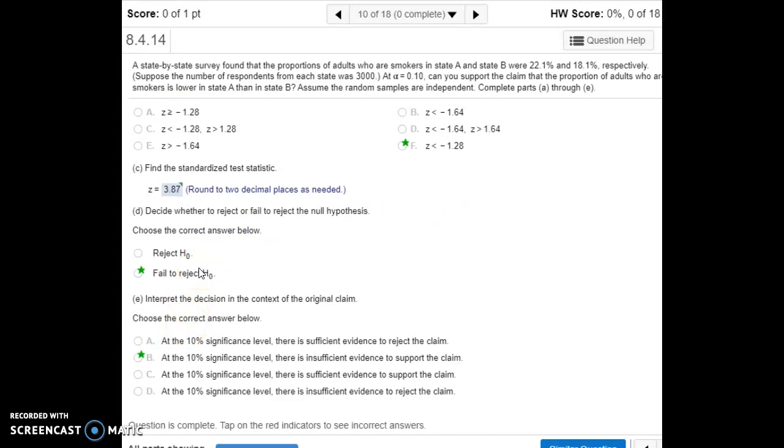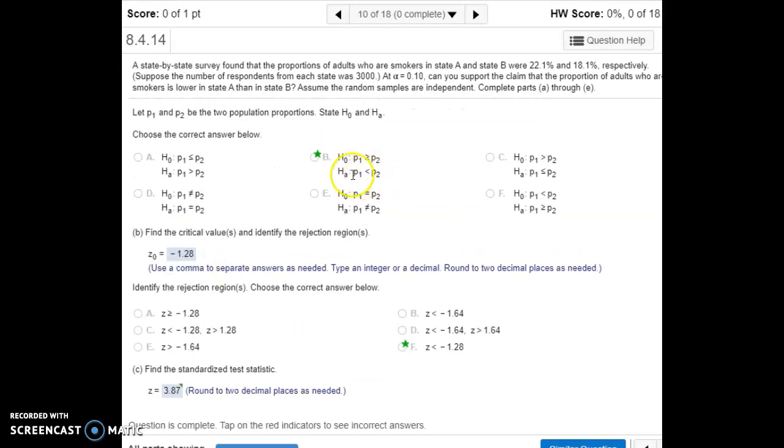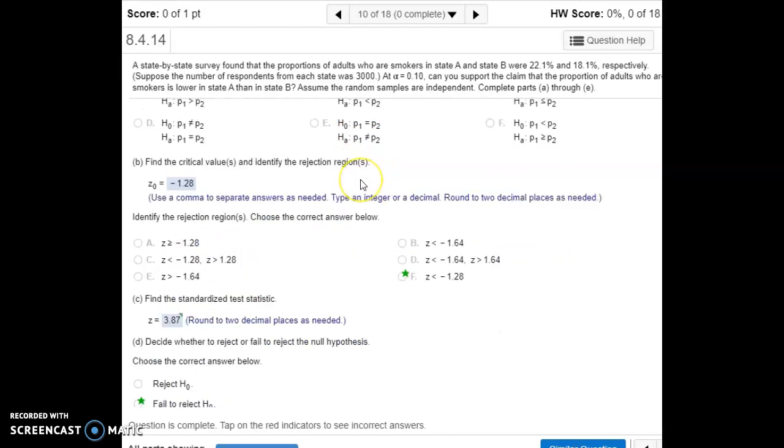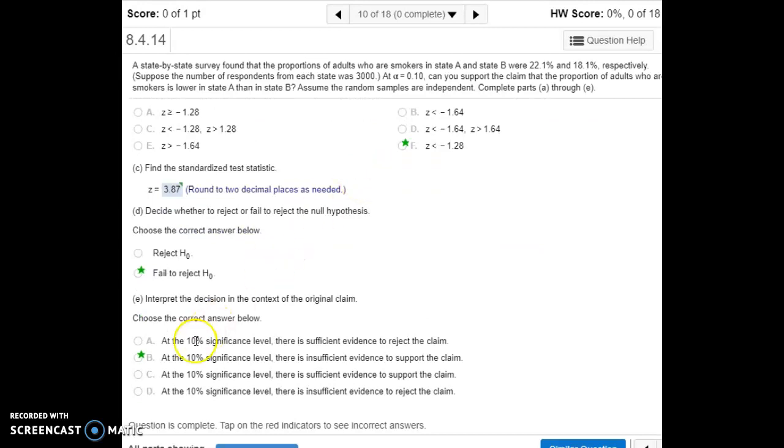And if we're failing to reject the null, that means there's not enough evidence to support the alternative. In this case, the alternative was the claim that the proportion of smokers from state A is less than the proportion of smokers from state B. So there's not enough evidence to support our claim.